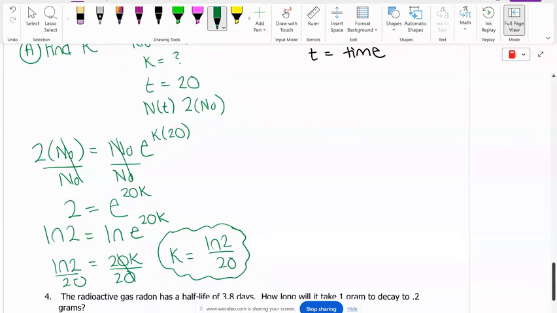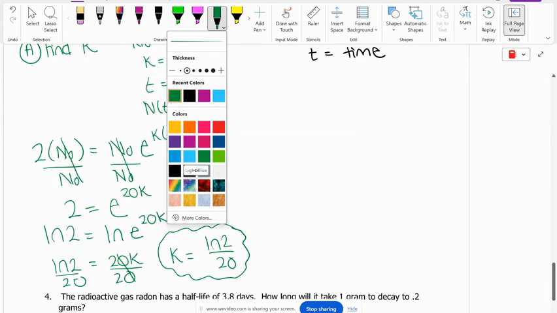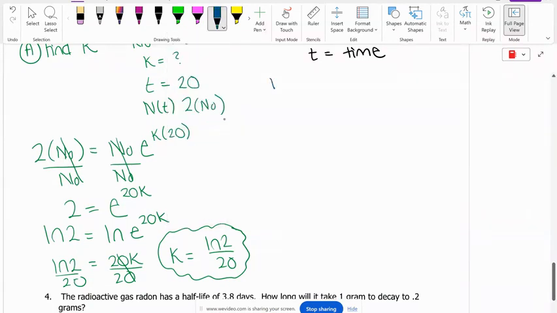Can we keep going now? So this is not our answer. We did all this to find K because I didn't have my growth factor. Right, so now for part B, we're going to use K from part A to solve.